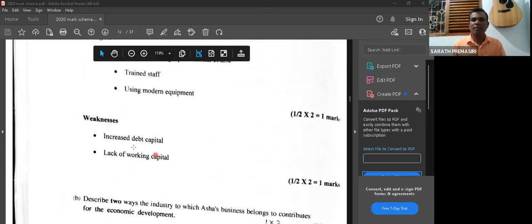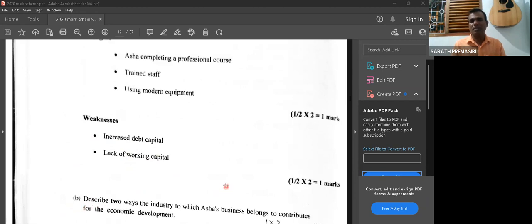Yes. Now, after writing, look at the next question. Describe two ways the industry to which Asha's business belongs contributes to economic development. Now, can you remember the lesson we have discussed? How businesses contribute to economic development, social development, and individual development. Businesses are important for individual development, community development, and then economic development.